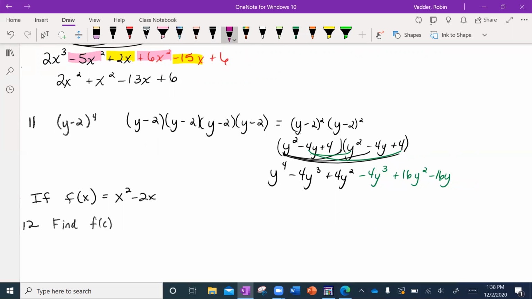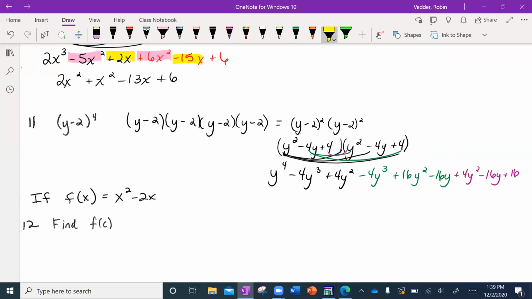Finally, multiplying the positive 4 times all three of those. 4 times y squared is 4y squared. 4 times negative 4y is negative 16y. And finally, 4 times 4 is 16.